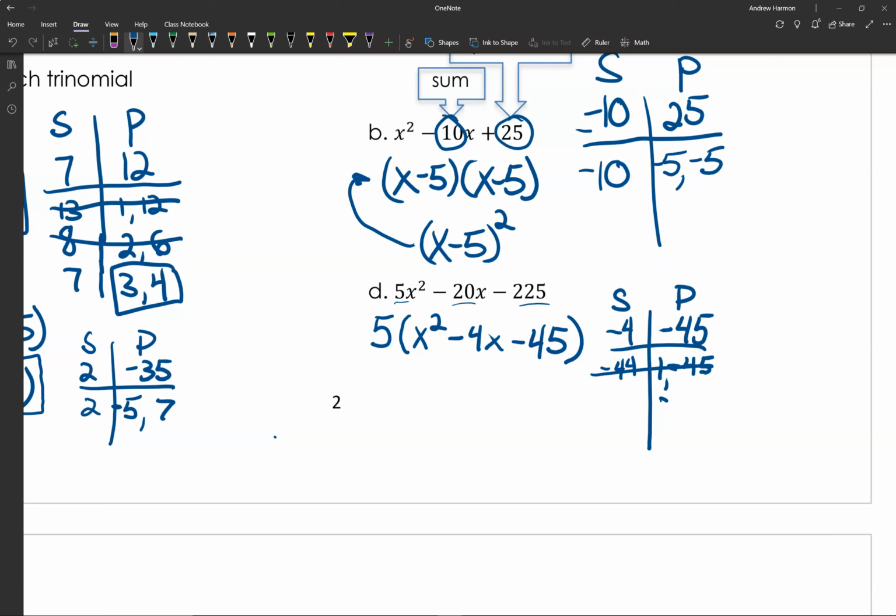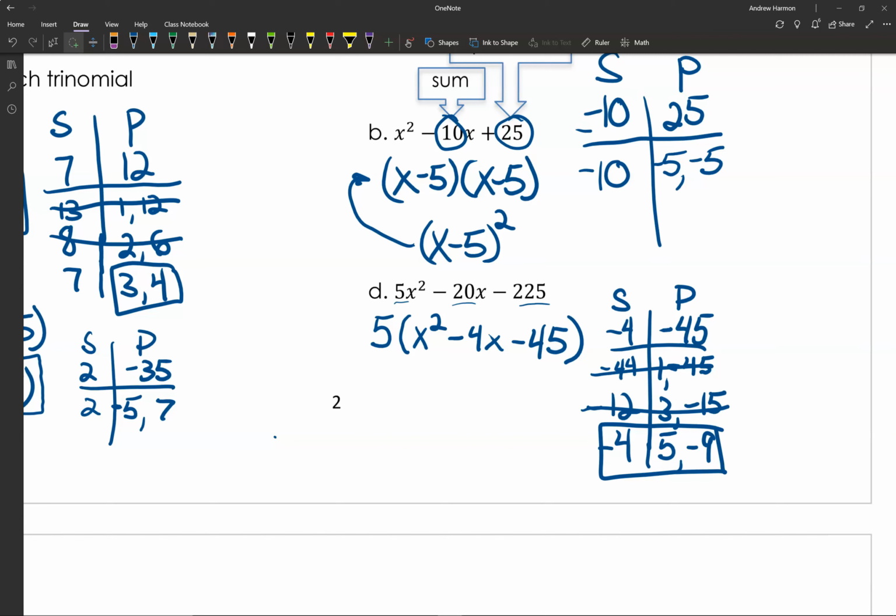Another thing that goes into 45 is 3 and -15. But those make -12, not -4, so that won't work. 4 doesn't go into 45, but 5 does. And 5 times 9 makes 45. And since I want a negative, I'll make it -9. So -9 plus 5 is -4. So there we go. That's the one that will work.